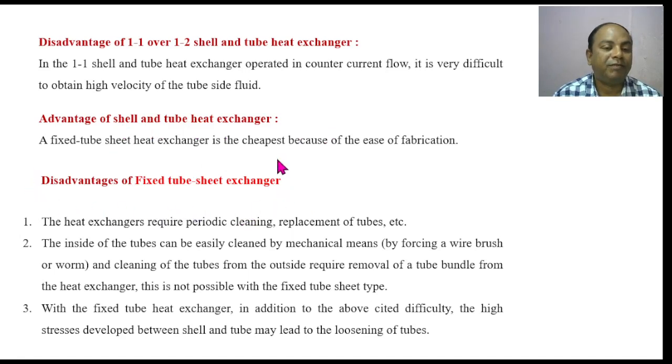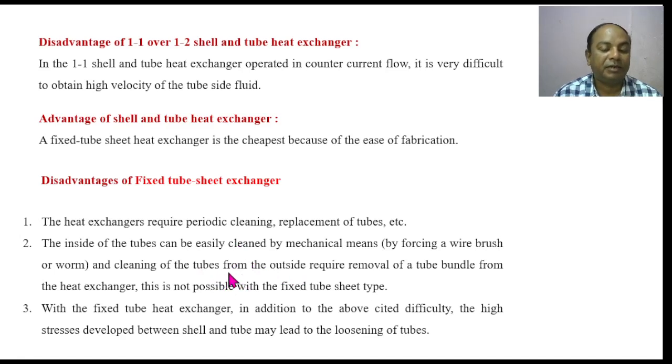This is the main disadvantage of the fixed tube heat exchanger. It continuously requires periodic cleaning, and sometimes replacement of tubes also. As we discussed, the inside of the tubes can be cleaned by mechanical means, by using brushes or worms. However, it is not possible to clean the outside of the tube bundles.